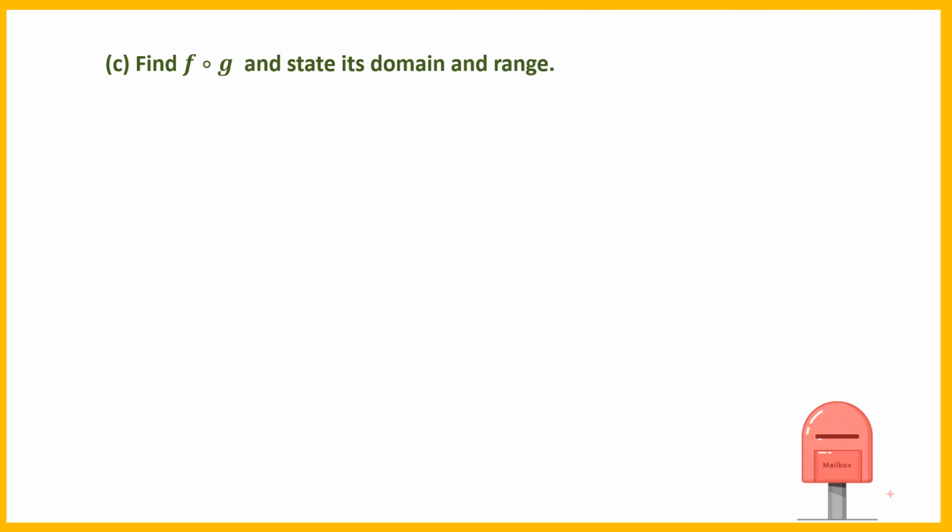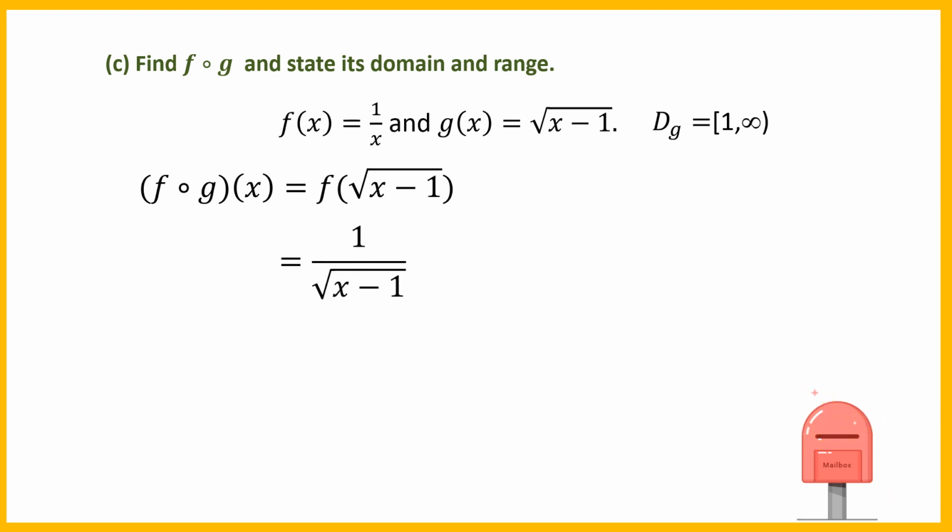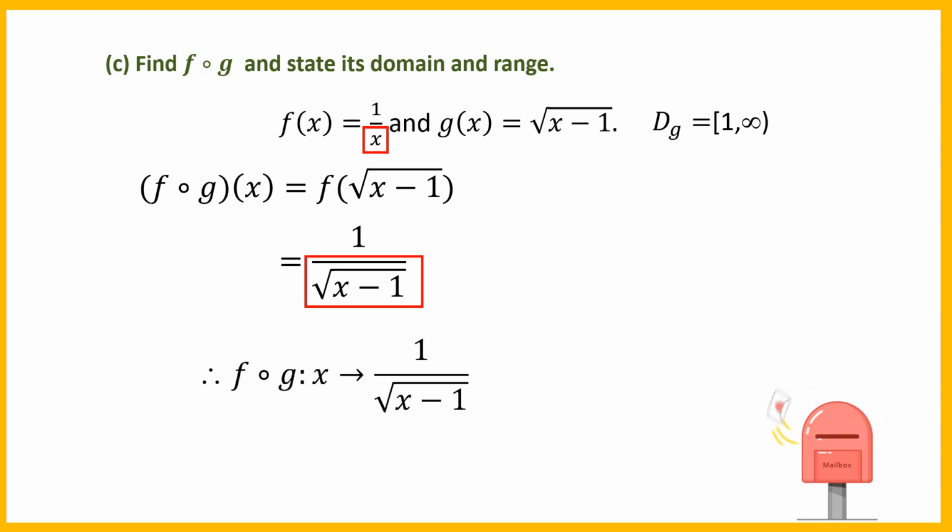Now we can compose the composite function f of g. Here, the output of the function g, which is square root x minus 1, becomes the input of the function f. Hence, the value of x in f takes the value square root x minus 1. Thus, the composite f of g is 1 over square root x minus 1.